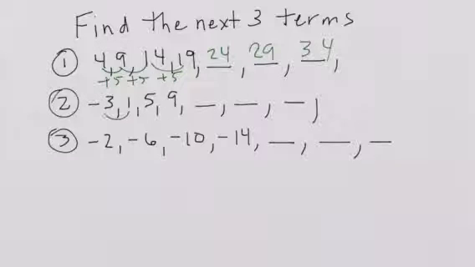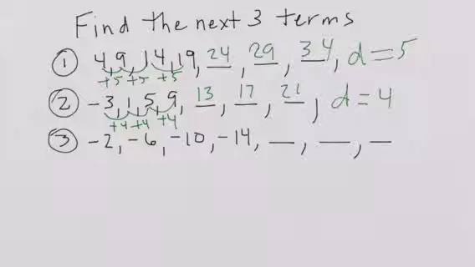The next one, the common difference from -3 to 1 is a positive 4. From 1 to 5 is a positive 4. From 5 to 9 is a positive 4. So we're going to go ahead and use our common difference. So that's going to be 13, and then plus 4 is 17, and then plus 4 is 21. So again, the common difference was 4. The common difference on the first one was 5.